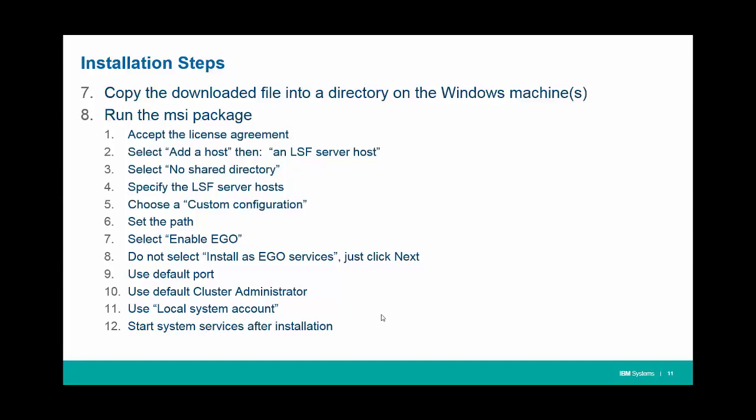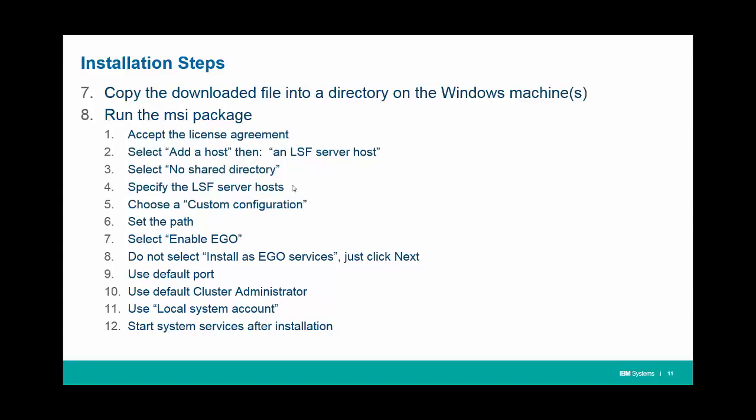We do that by copying the MSI file to the Windows machine or machines, and then we just run it. We accept the license agreement, and then for the type we want to add a host. We don't want to create a new cluster, we want to add a host, and we want to add it as an LSF server host. You can choose whatever you like for the shared directory, but understand what that means. Then you need to specify the LSF server hosts. We ran a command in the previous step to gather a list of all of the server hosts, and we're going to provide that information here.